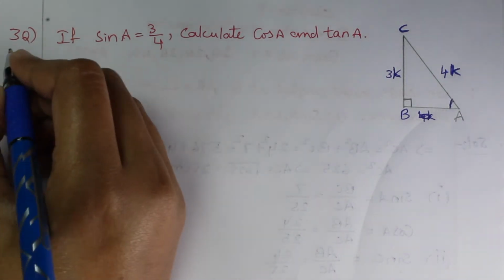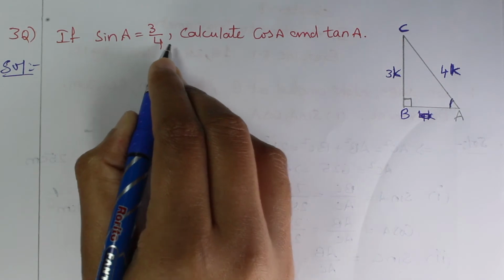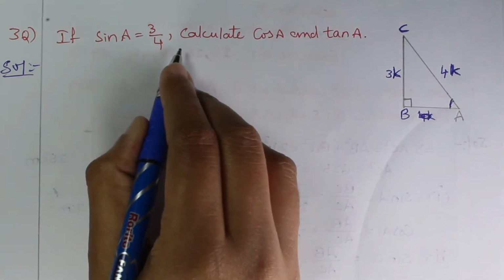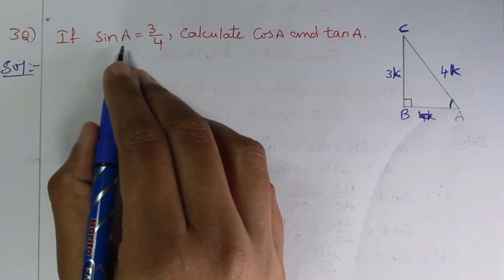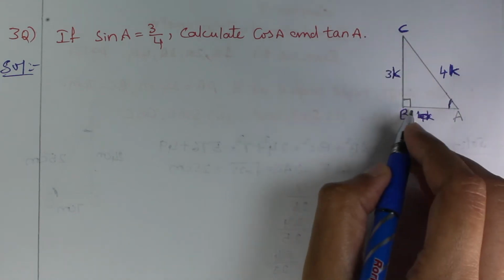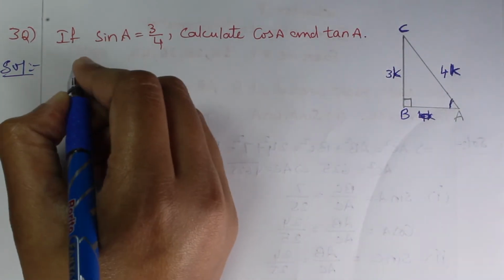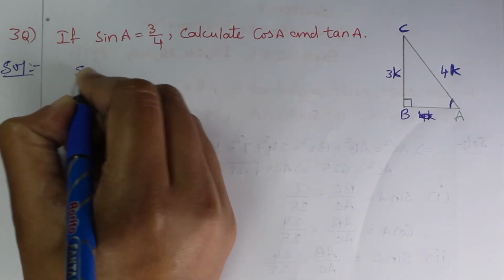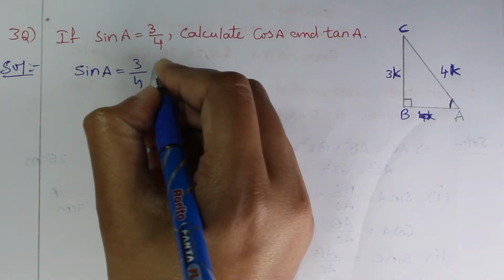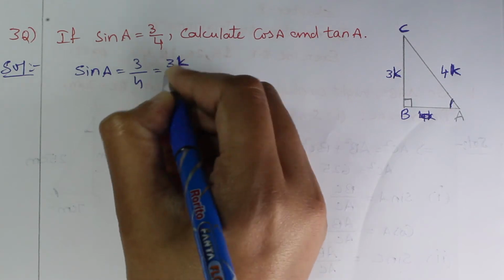Now let's move to the third question. If sin A is equal to 3 by 4, calculate cos A minus tan A. So he has given sin A is equal to 3 by 4. What is sin A? Sin A is the opposite side to angle A, that is BC, divided by the hypotenuse, that is AC. So let us assume sin A is 3 by 4, right? So we'll assume the opposite side to be 3K and the hypotenuse to be 4K.